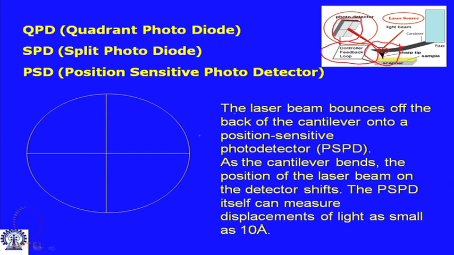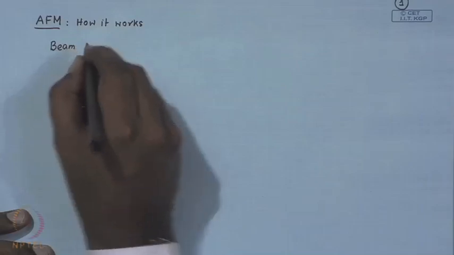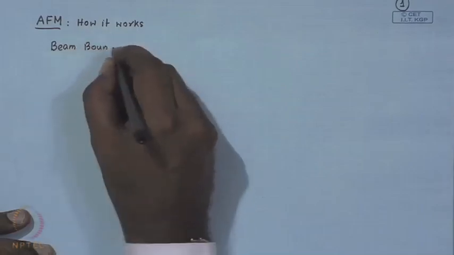So, here is a little enlarged view of the photodetector, the QPD or the position sensitive photodetector. Essentially, you now know that the laser beam bounces off the back of the cantilever onto the position sensitive photodetector. That is the reason this technique is known as the beam bounce method for the detection of the deflection of the cantilever.